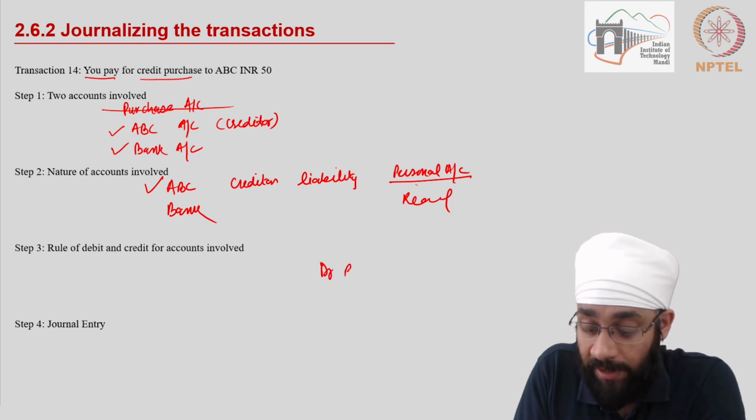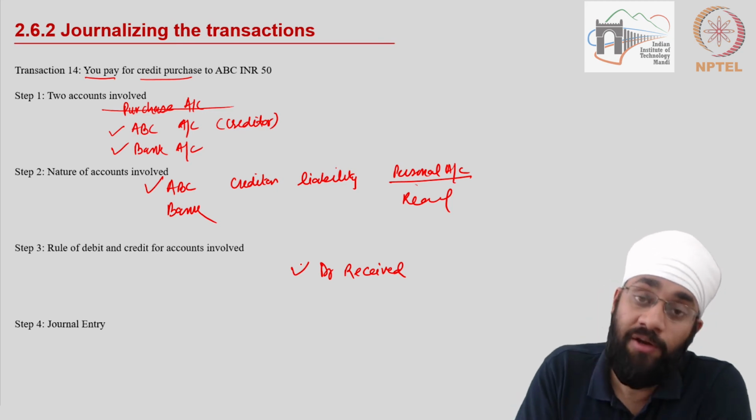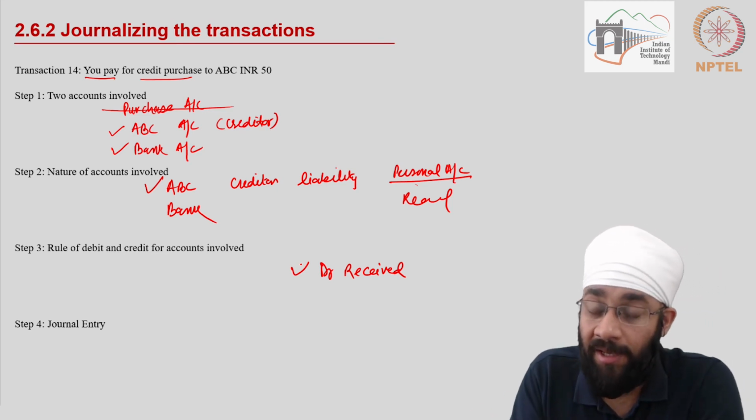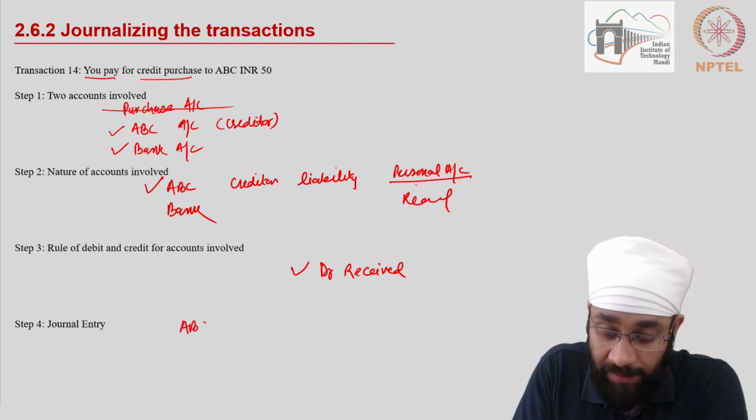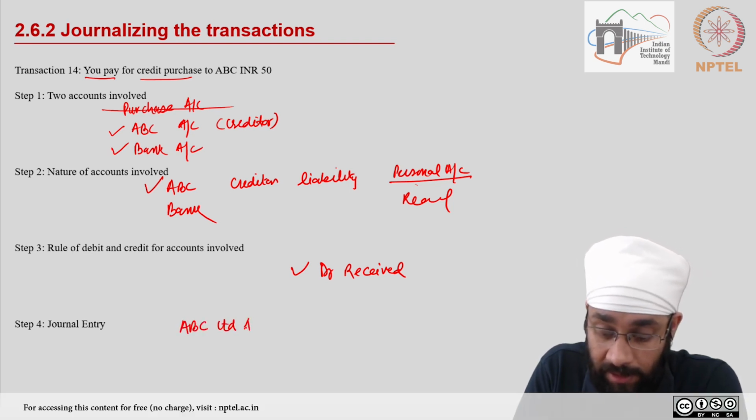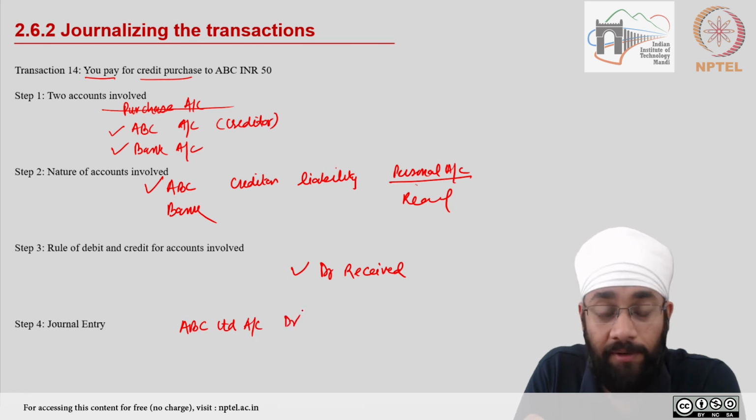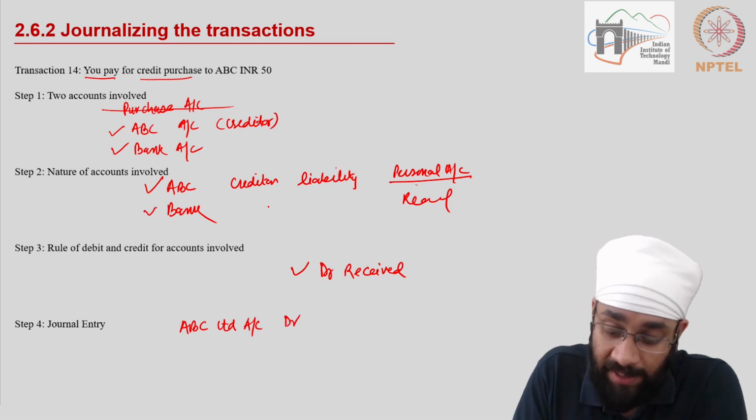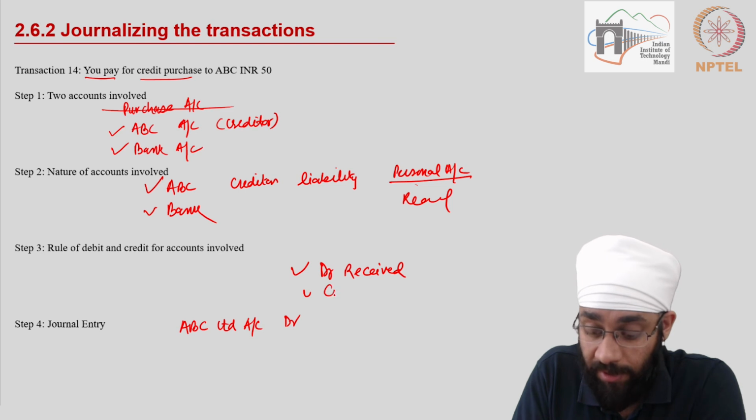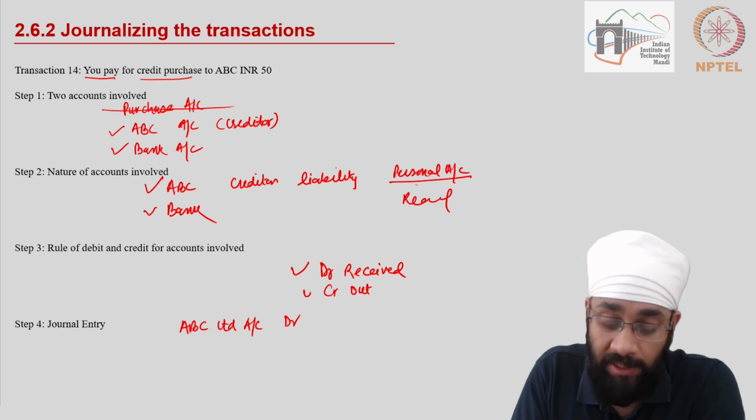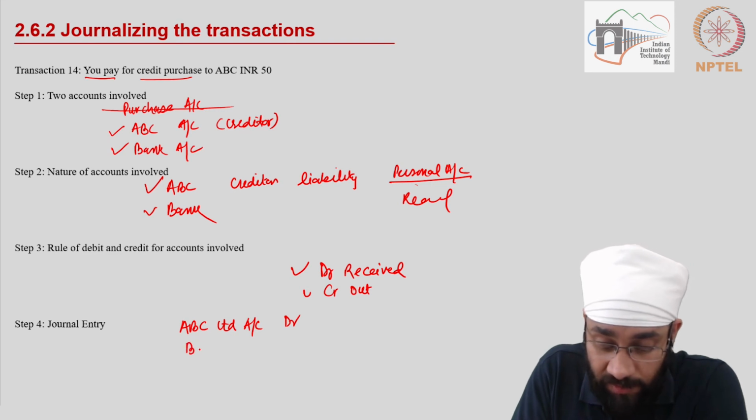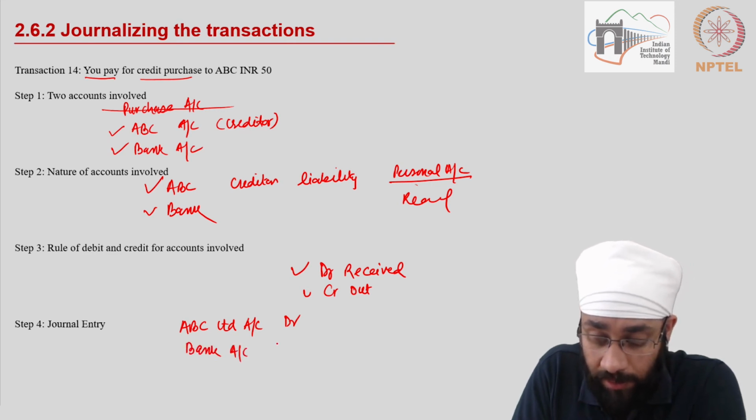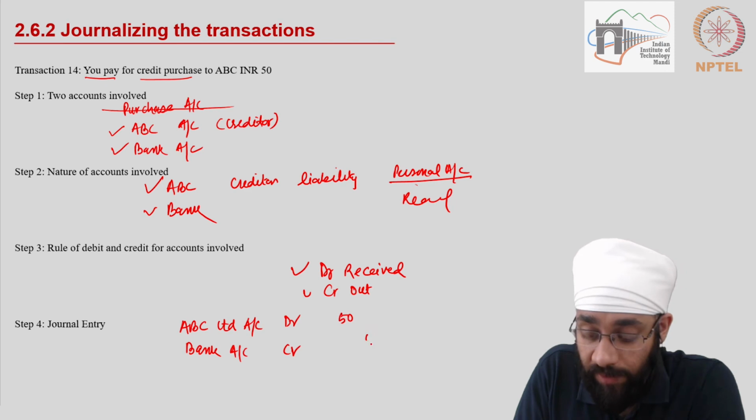Now ABC is a personal account. The rule is debit the receiver. The business is paying to ABC the money. ABC is the receiver. So debit ABC's account. ABC Limited account debit, and bank is an asset, and credit what goes out. The bank balance is going out. It is reducing. So bank account credit 50 and 50.